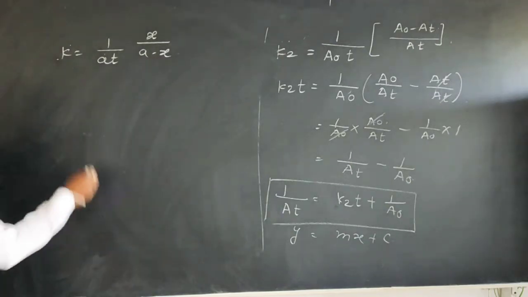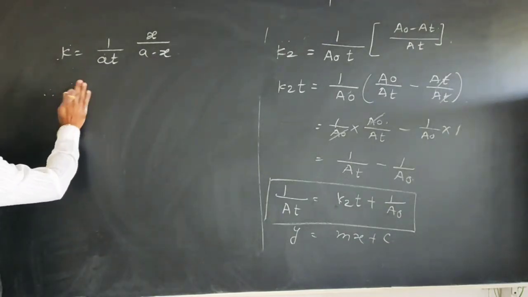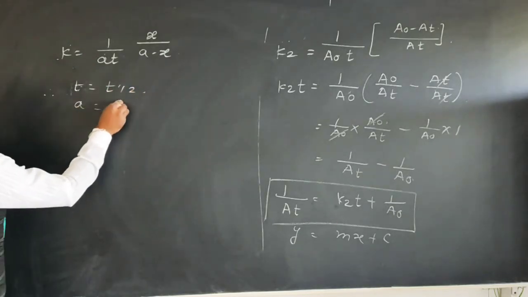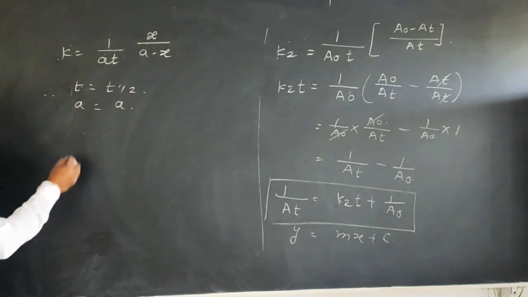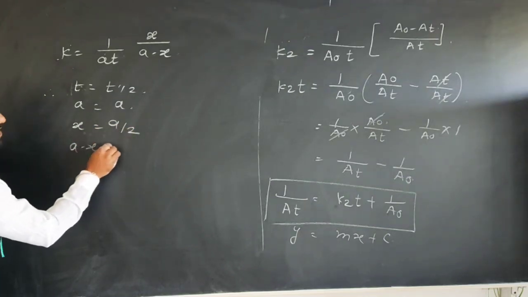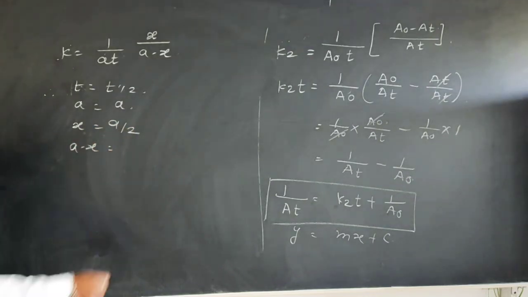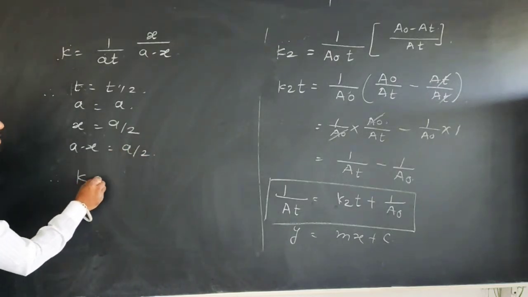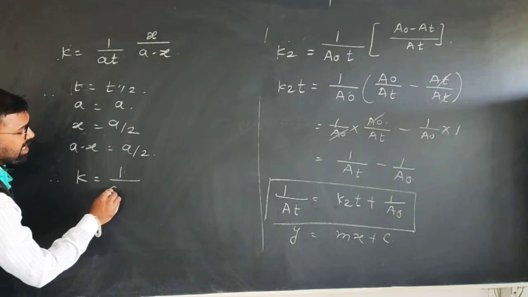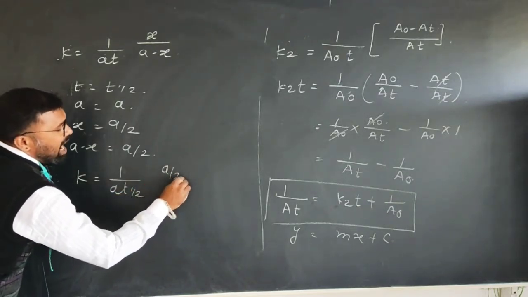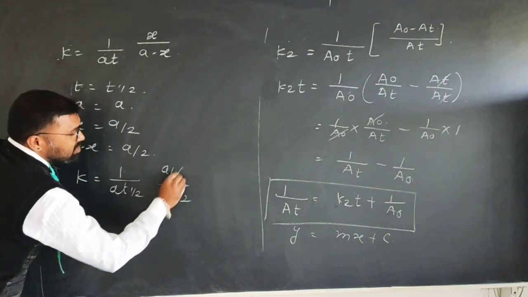Then what will happen? K2 t is equal to t half, the initial concentration as it is. X is equal to a by 2, and a minus x, that is the reactant remaining after time t, is also equal to a by 2. Therefore, putting all these values in the above equation, K2 into t half is equal to 1 upon a, where x is equal to a by 2 and a minus x is also equal to a by 2.